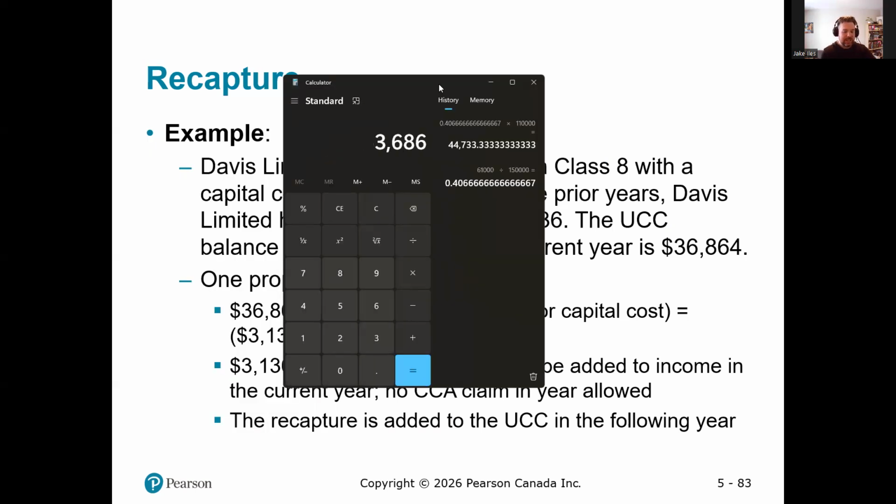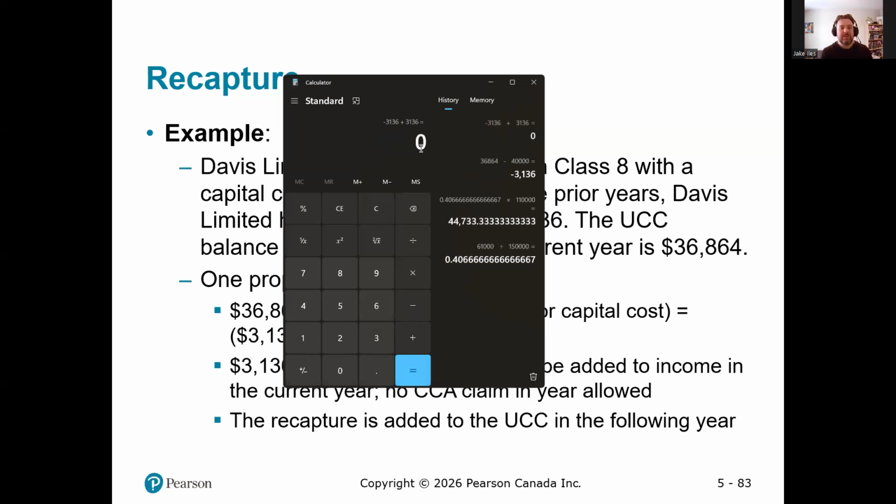$36,864 is what's left in our bin. When we subtract our proceeds, that creates a negative number. So our CCA was supposed to be reflecting a loss in value, but someone paid us more than that remaining value. So we've taken too much CCA. So that negative number needs to be added back to income as recapture in order to get our UCC back to 0. So negative $3,136 plus recapture of $3,136, our UCC is 0.